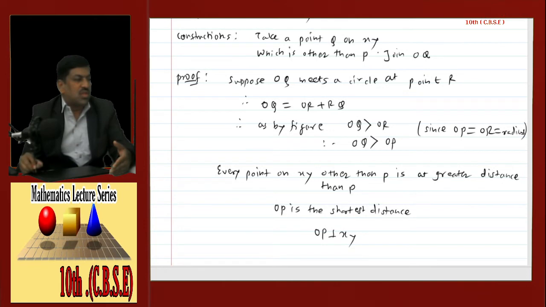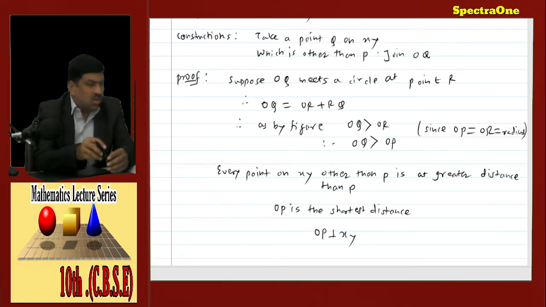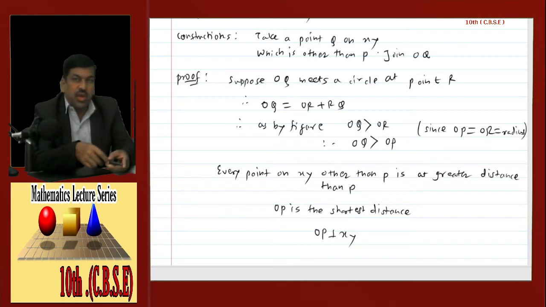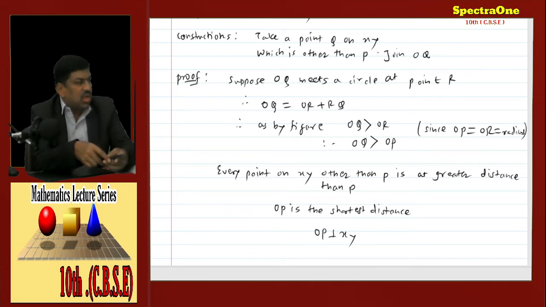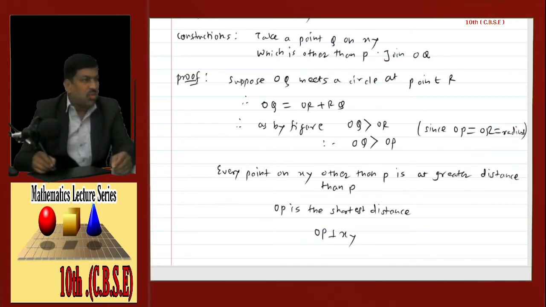That is the idea, because we have one theorem. Out of all the line segments drawn from a point to a line not passing through the point, the smallest is the perpendicular. Okay, the smallest is the perpendicular. So this is all about the proof.